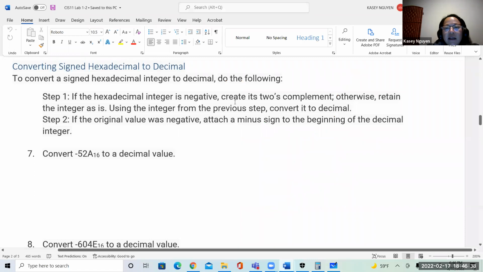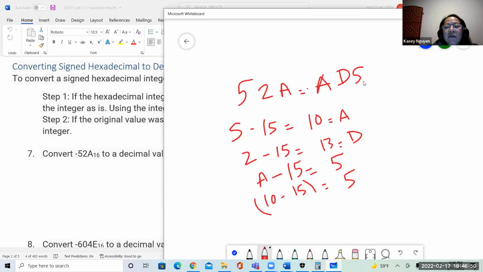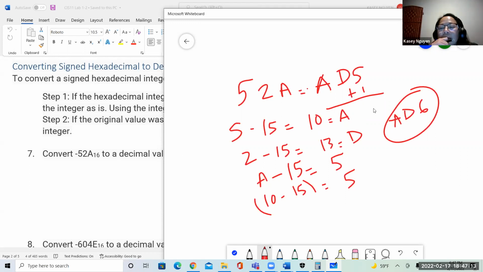Now it tells you here that we need to make sure that we get the 2's complement and retain the integers and then convert it to decimal. So we simply only have the 1's complement. So the 2's complement, that's going to make it 86, right? We got to do a +1 here. So that makes it, we have the 2's complement now. Any question with this step right now?